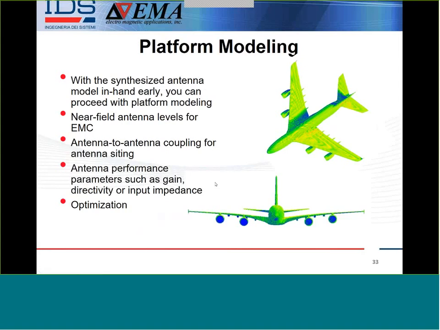So the next thing, once you've got your antenna equivalent model, you can start your platform model. And again, you can inherit some of the simplified model from the other work. So you've got that existing platform, mesh it, put your antenna on, and now you can do that near field antenna levels for EMC. You can look at your antenna to antenna coupling. You can look at the antenna performance parameters, and you can optimize it. So we've gone from throw your hands up, I can't do anything, to with this limited bit of information, I can design my antennas and their co-located equipment to be compatible with each other and have pretty good confidence that when we put it all together, it's going to work.